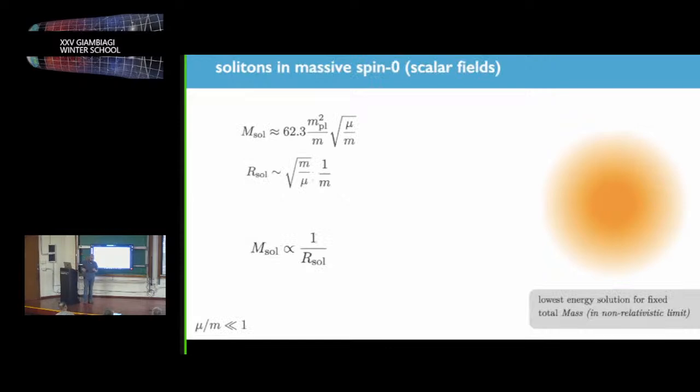What about, this was the profile, what about the mass of this object, of this soliton, and what about the radius of this soliton? Again, because it's a universal profile, I can actually write it down. The mass will be given, the main thing to look at first is that it's m Planck squared over m. Where did m Planck come in? Anybody? How did that come in here?